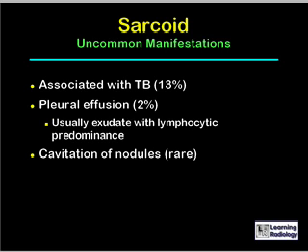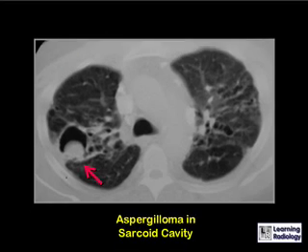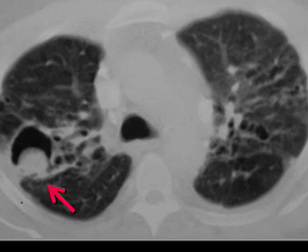Nodules rarely may cavitate, and a fungus ball, an aspergilloma, may form in a chronic sarcoid cavity, although they usually form in tuberculous cavities, the most common presenting symptom being hemoptysis. This red arrow is pointing to an aspergilloma in a cavity in a patient with underlying sarcoid.